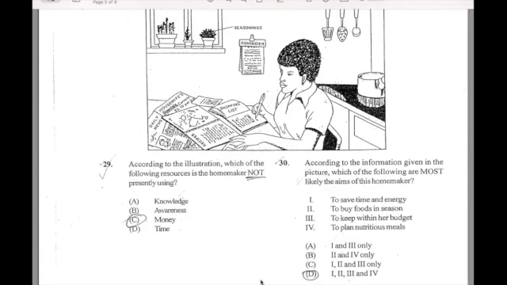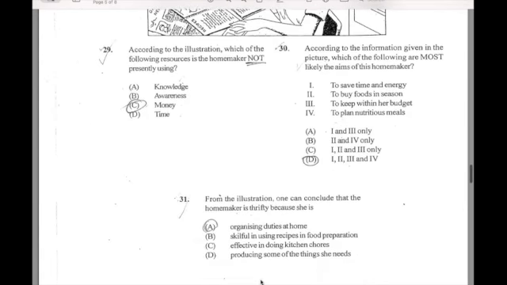According to the information in the picture, which of the following is most likely the aim of this homemaker? And they gave us some responses as well. To save time and energy, to buy food in season, to keep within your budget, to plan nutritious meals. So if your answer is all of the above, then you're correct. So your answer should be D.